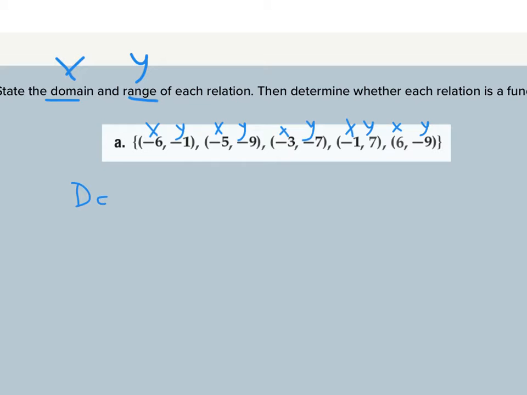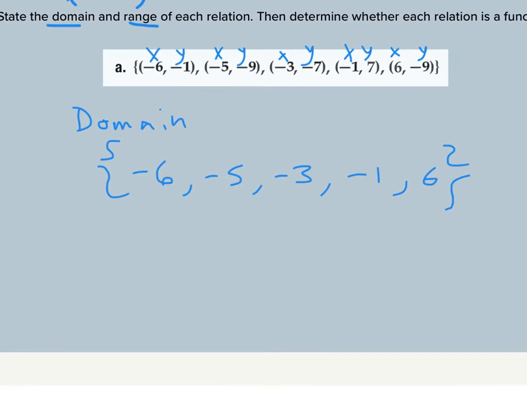In each of these, we label the first one as our x and the second as the y. So our domain is going to be the set of all x's: -6, -5, -3, -1, and 6. Now our range is going to be all the y values, so all of the second terms: -1, -9, -7, 7, and -9.